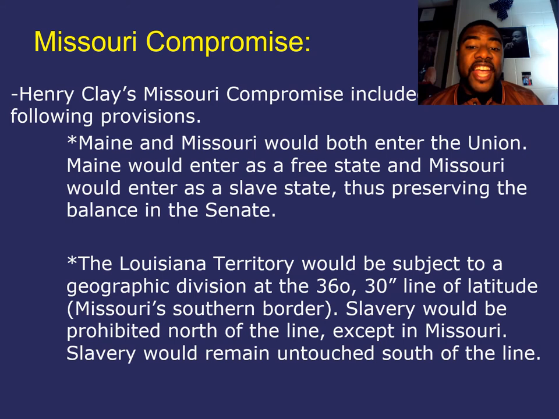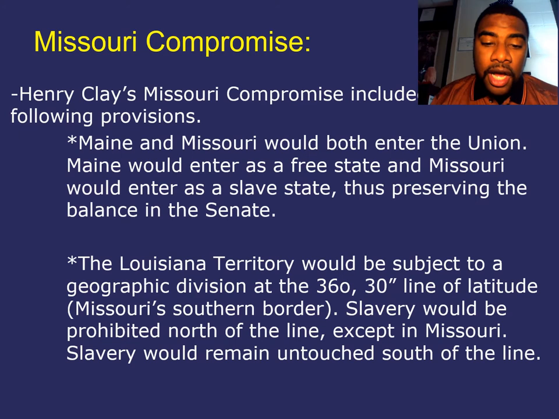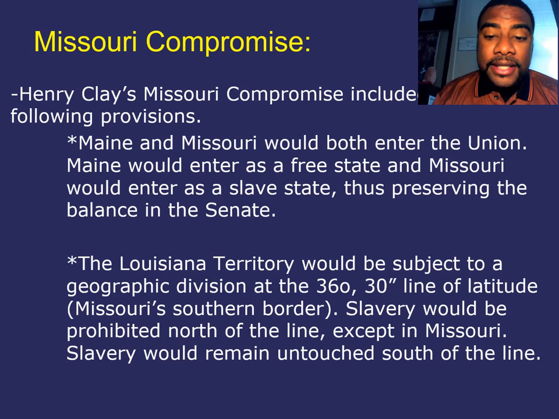The Louisiana Territory would be subject to a geographical division at the 36 degrees 30 line of latitude, which was Missouri's southern border. Slavery would be prohibited north of the line, except in Missouri. Slavery would remain untouched south of the line.